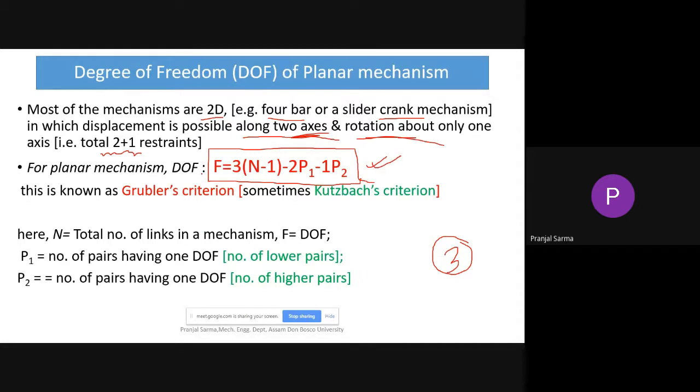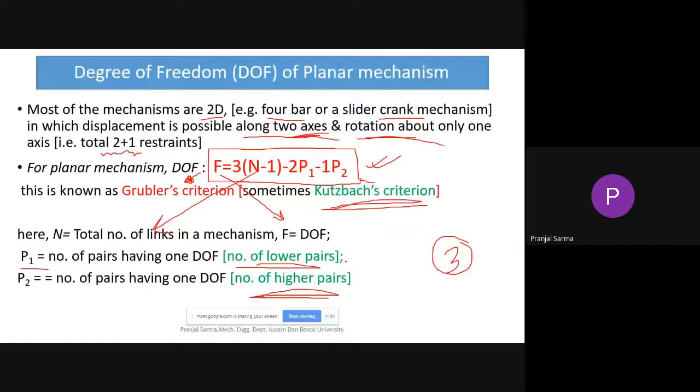This criteria is sometimes known as Grubler's criteria, and in some books you will also find it written as Kutzbach equation or Kutzbach criteria. Here n represents the total number of links that is there in the mechanism, and we are going to find out this degree of freedom F. DOF means degree of freedom. P1 and P2 are the number of pairs having 1 degree of freedom and 2 degrees of freedom respectively. In general, P1 will represent the number of lower pairs, that's easy, and P2 the number of higher pairs.